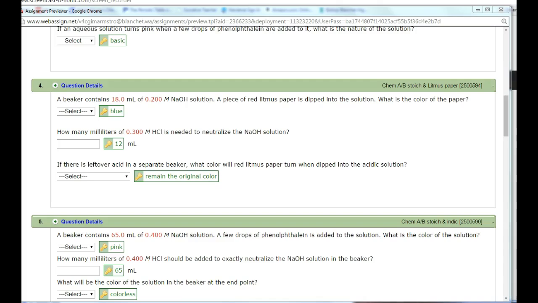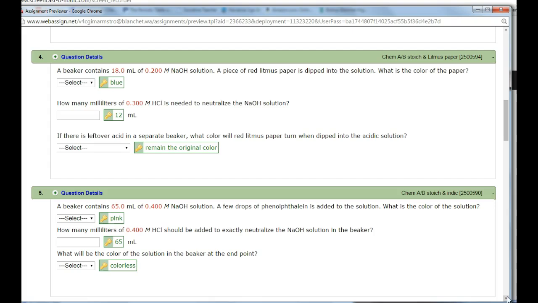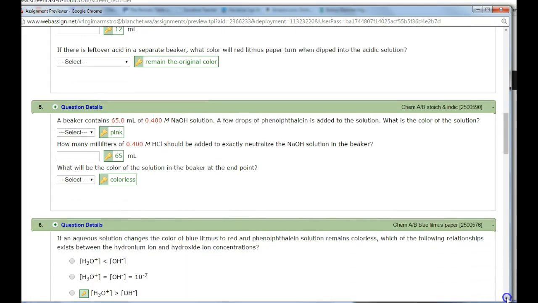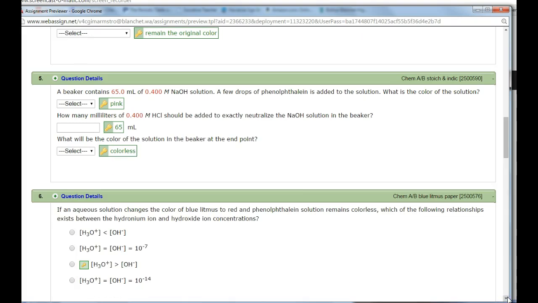So moving on to question 5. A beaker contains 65 milliliters of 0.4 molar sodium hydroxide solution. A few drops of phenolphthalein is added to the solution. What color is the solution? So if you add phenolphthalein to a base, you're going to get a pink color. If you add phenolphthalein to an acid, it's going to remain colorless.